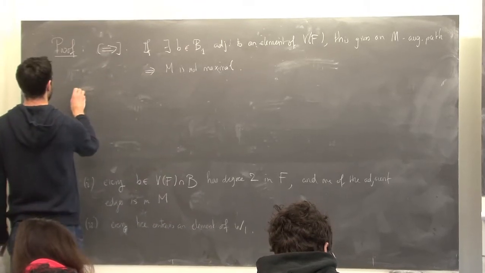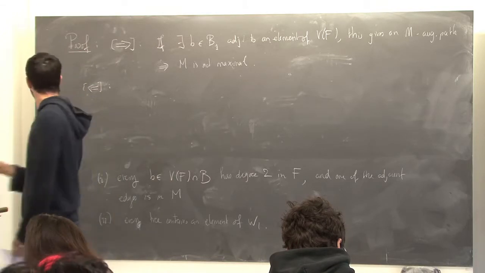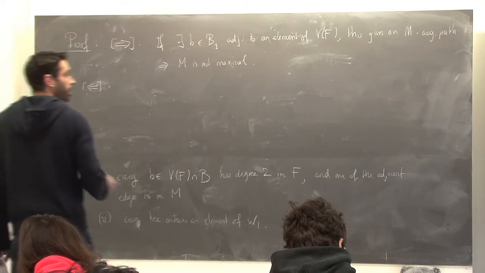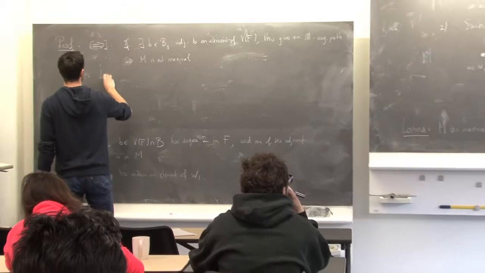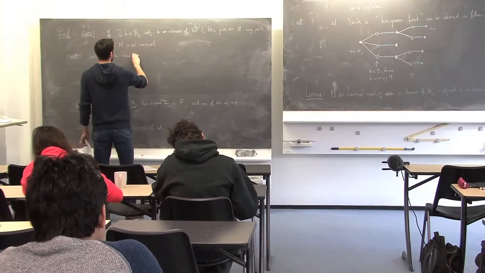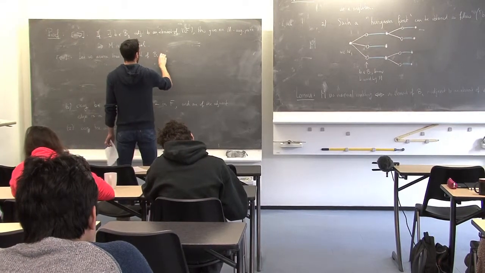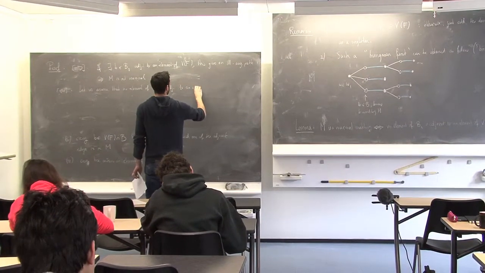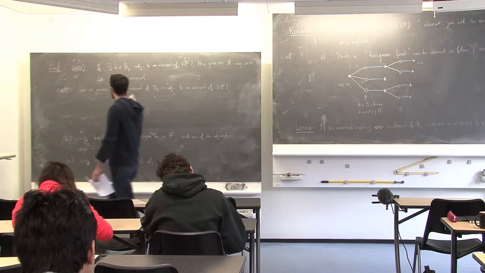Okay, so let's try to prove the other direction, which is a non-trivial one. So we're going to assume that no element of B1 is adjacent to an element of V of F, and let us show that M is maximal.